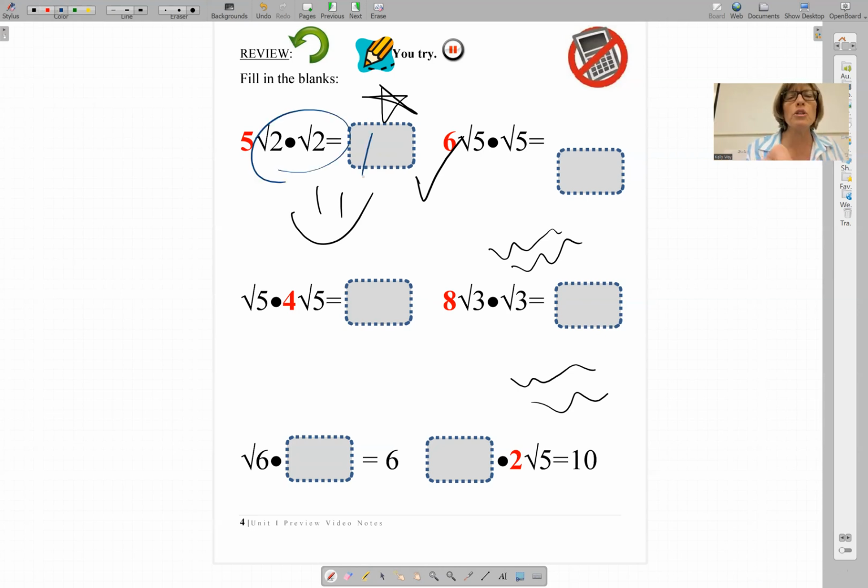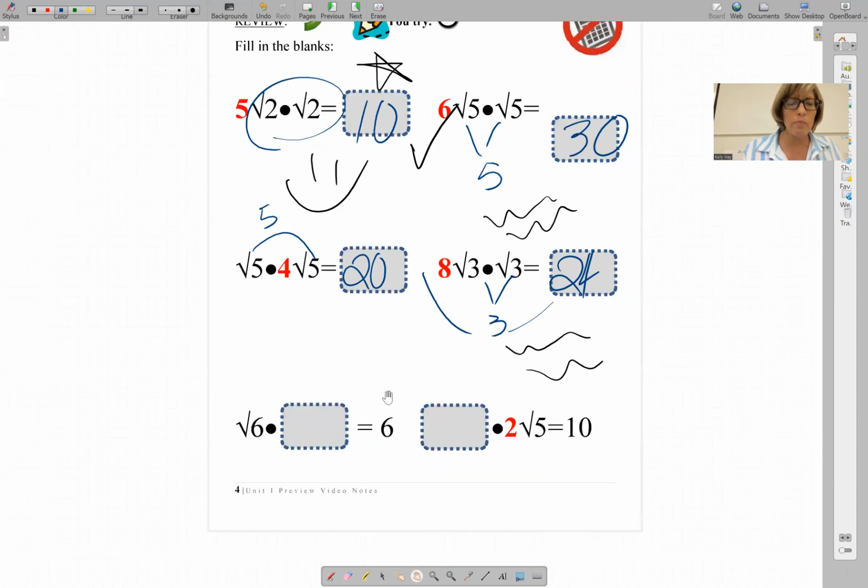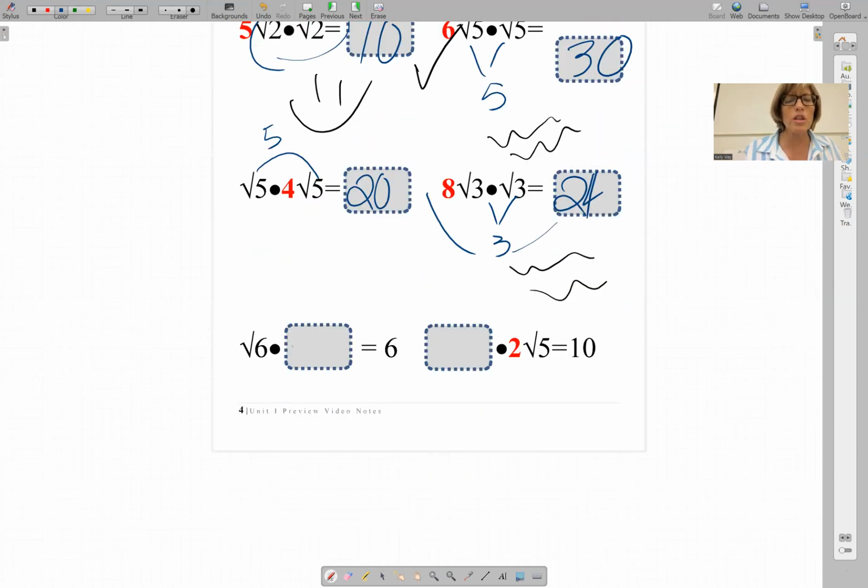So right here, I'm just going to give you the answers. That's going to be 2. So this is 10. That's 5. This is 30. That's going to be 5. 4 times 5, 20. Root 3 times root 3 is 3. 8 times 3, 24. Coming this way. What times root 6 is 6? That's another root 6. And this is a root 5 because that gives us 5. 2 times 5 is 10.